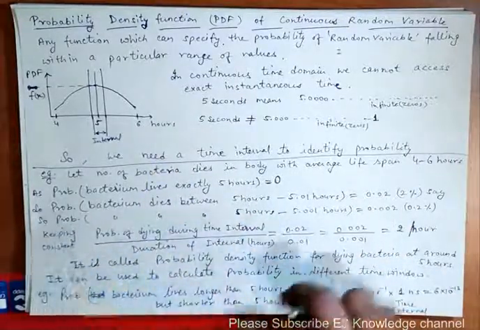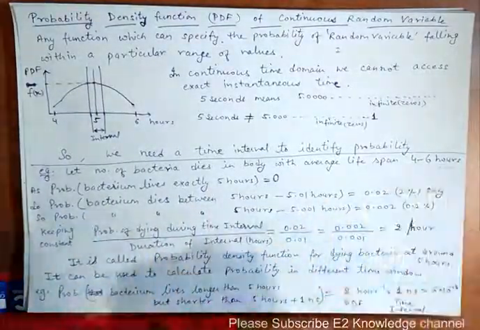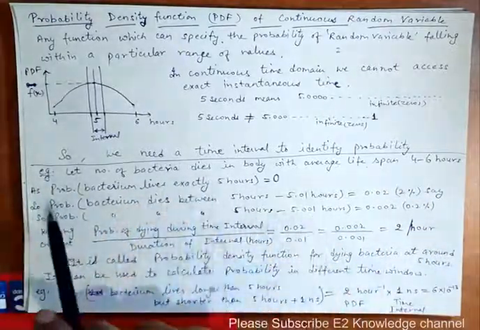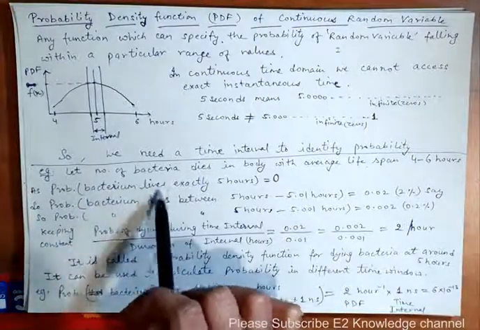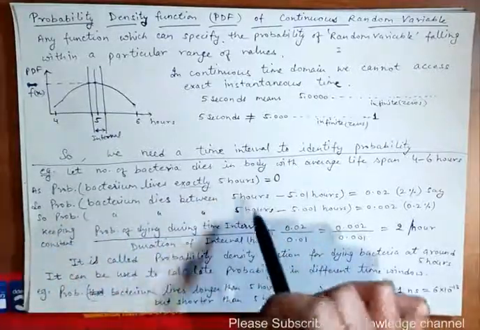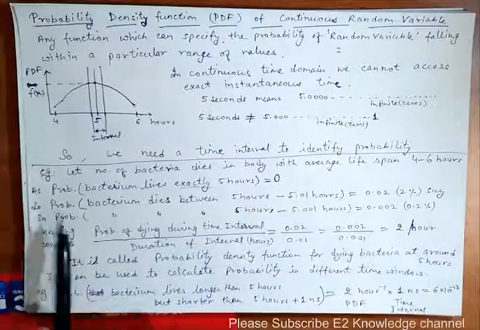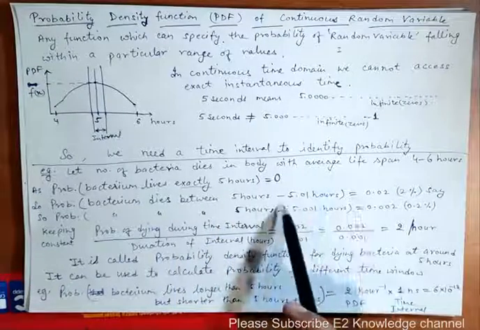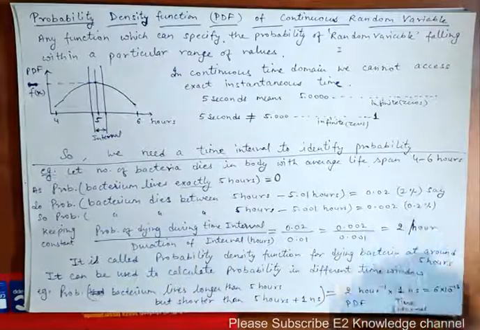For example, let the number of bacteria dying in the body have an average lifespan of 4 to 6 hours. Here it is a random process, the number of bacteria dying. The probability of one bacterium living exactly 5 hours is 0, because we don't have the capacity to find exactly that. So the probability that a bacterium dies between 5 hours and, say, 5.01 hours: we have some time interval, so now we can calculate the probability, and let us say it is 2%.